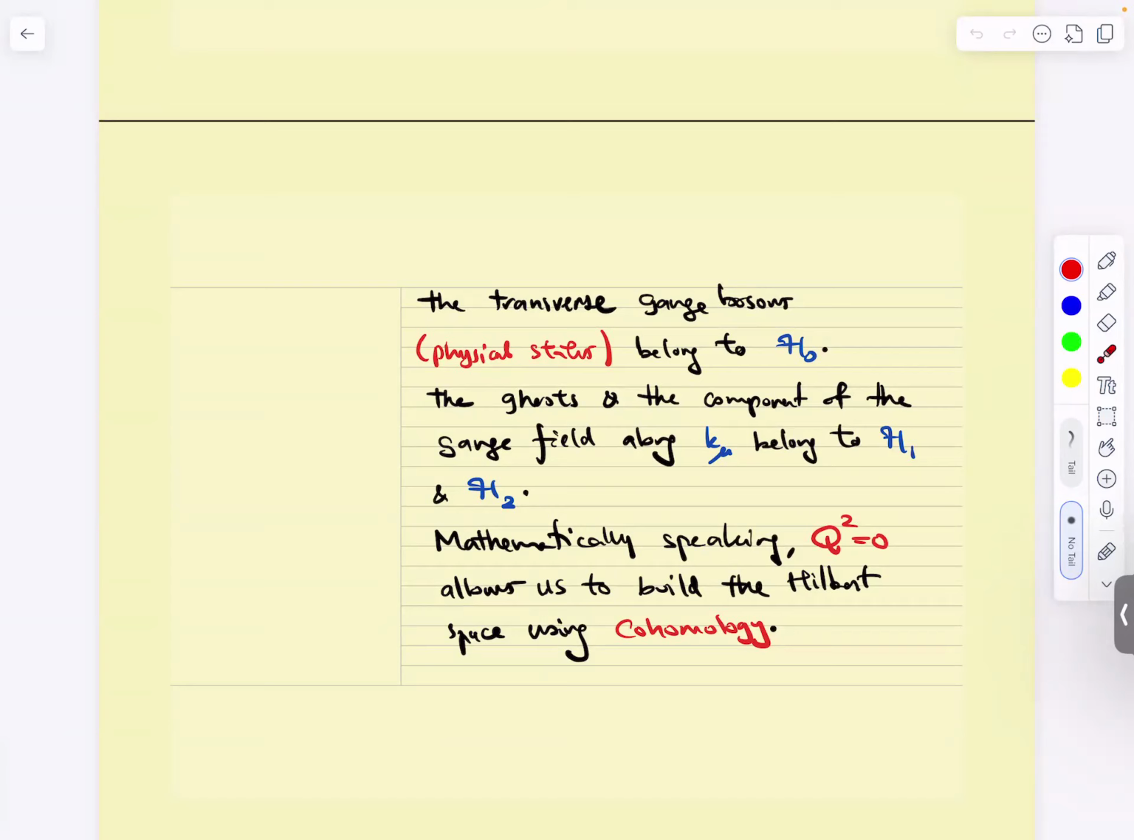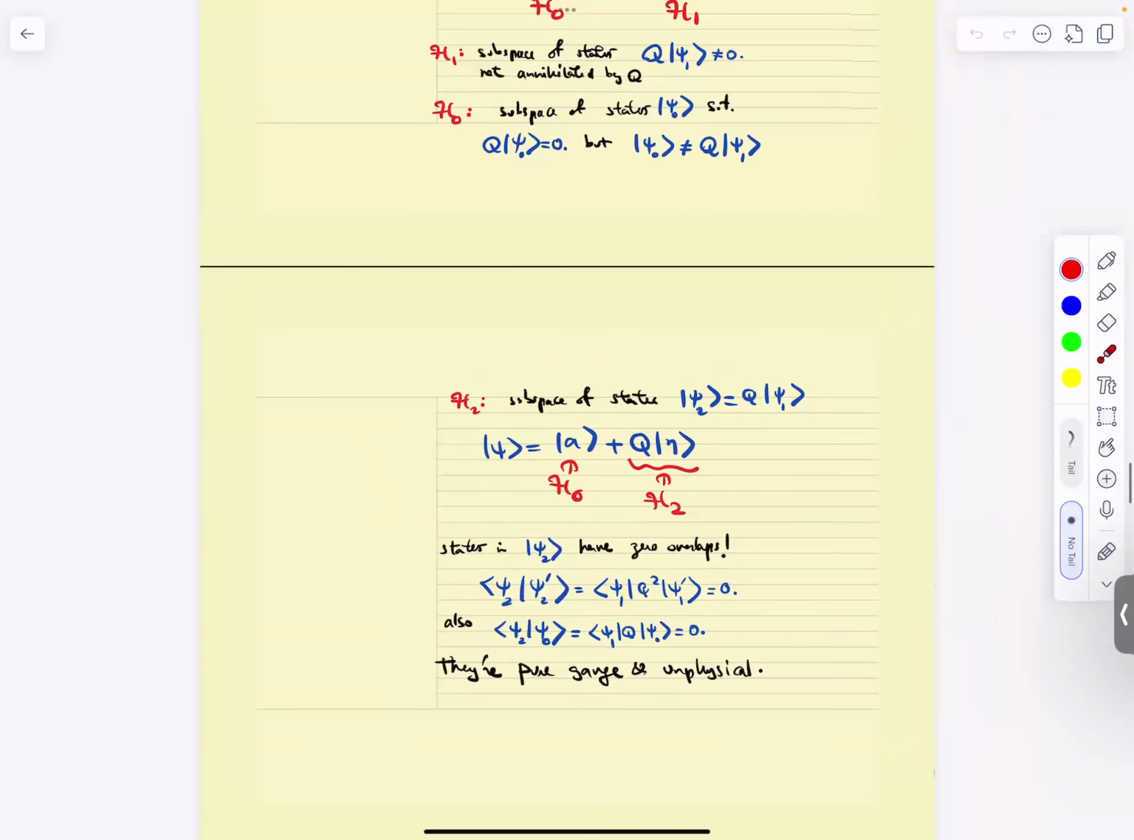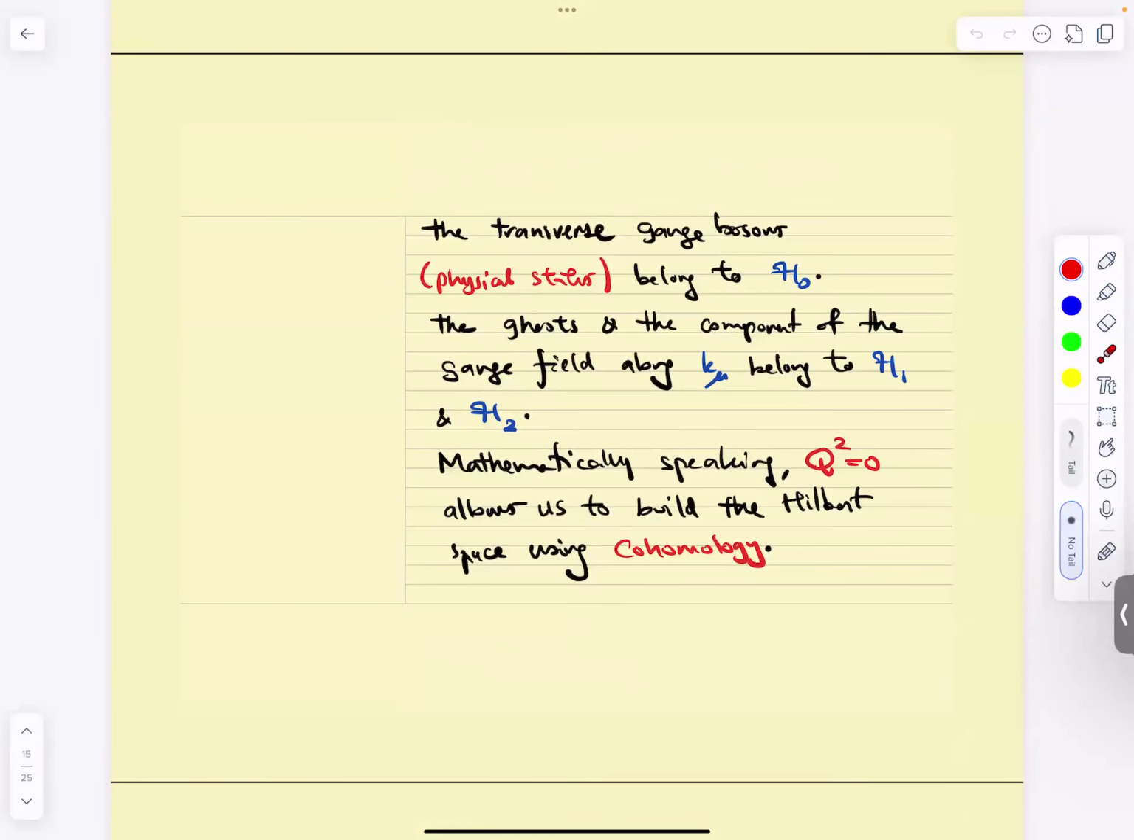Mathematically speaking, Q squared equal to 0 allows us to build the Hilbert space using cohomology. This is a set of fancy words that underlies this story that I told you: H0, H1, and H2, and this stuff. There's a beautiful cohomology theory, topology, that tells you about BRST, the space of physical states. All right, questions?